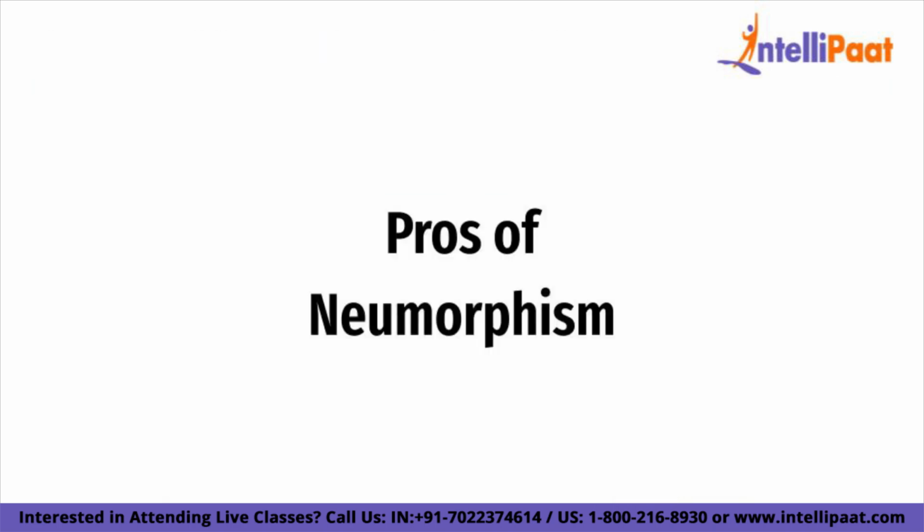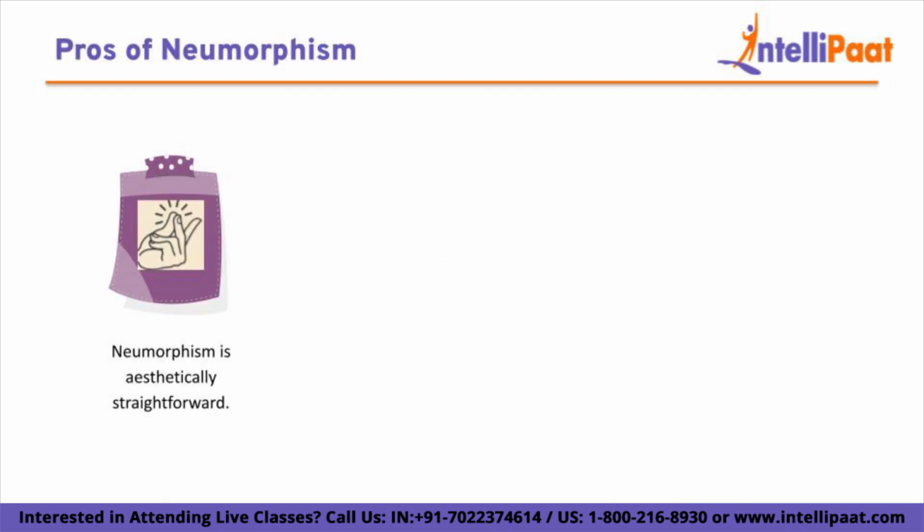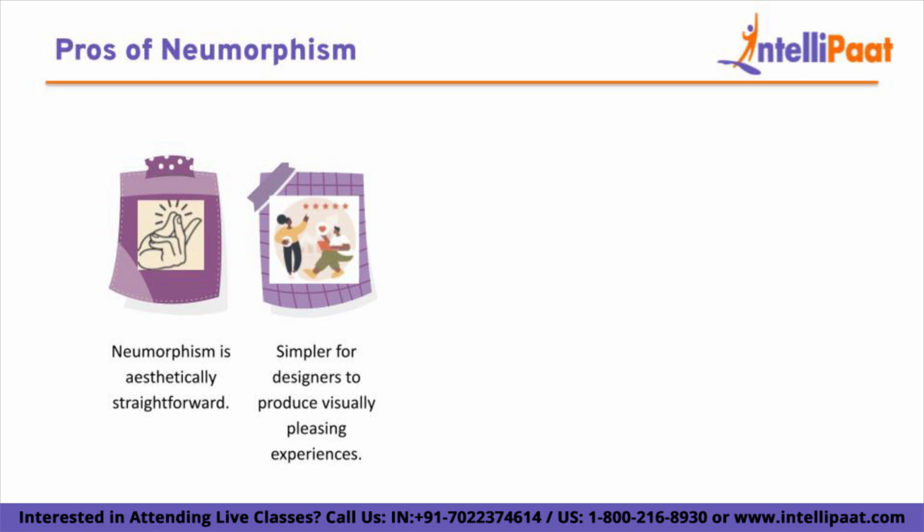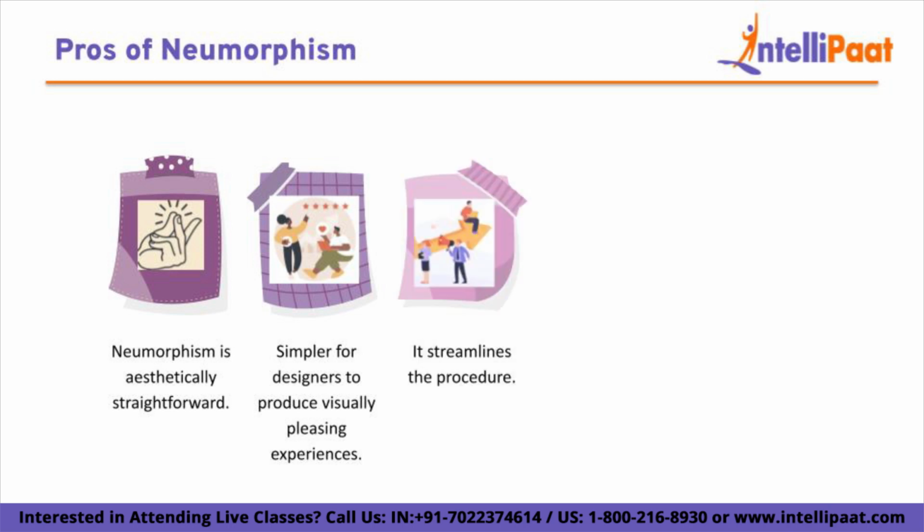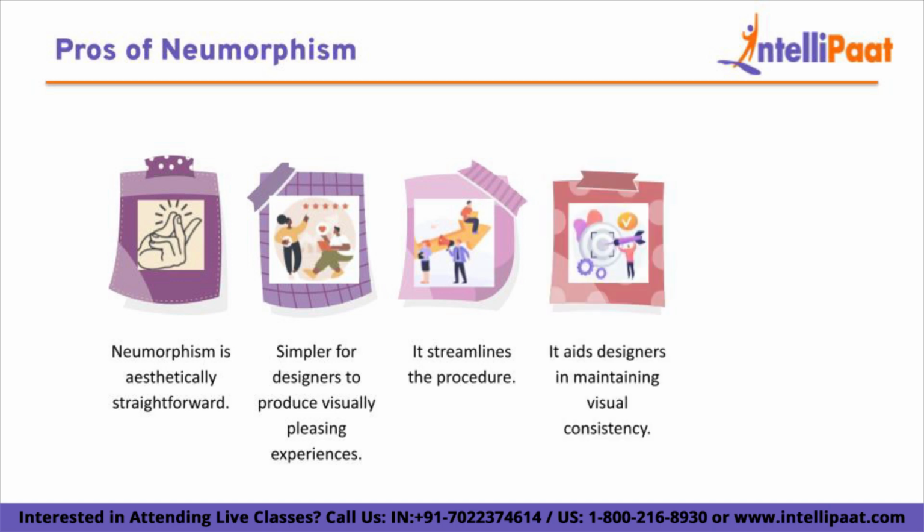Moving on to our next agenda, which is the pros of neomorphism. Firstly, neomorphism is aesthetically straightforward or simple, making it the perfect match for digital projects, which frequently have dozens, if not hundreds, of screens and design elements. Regardless of the number of screens a product has, it makes it simpler for designers to produce visually pleasing experiences. It streamlines the procedure for developing, testing, and iterating new displays. Additionally, it aids designers in maintaining visual consistency as goods change.